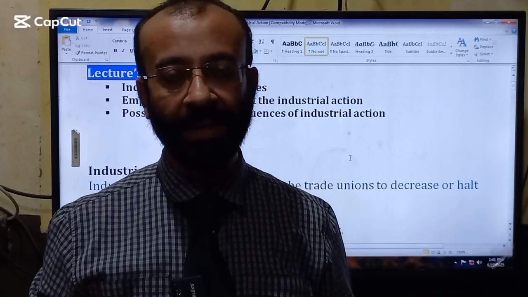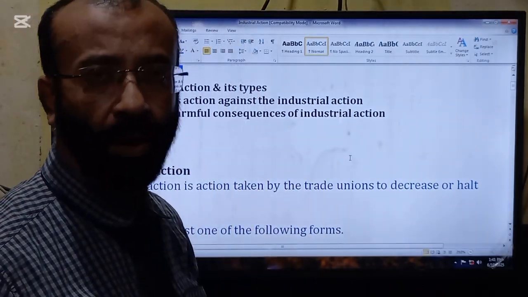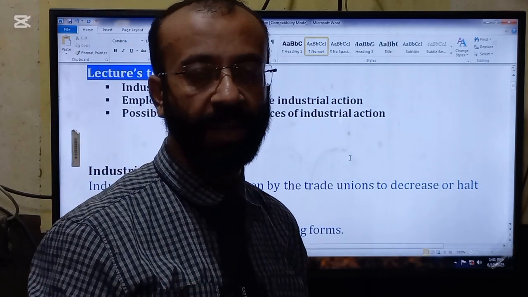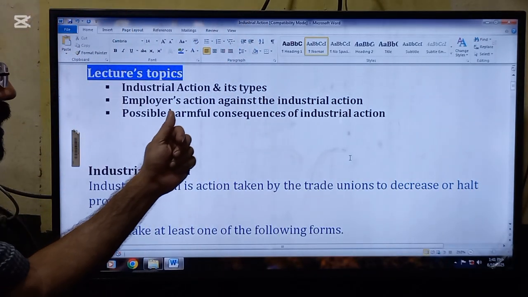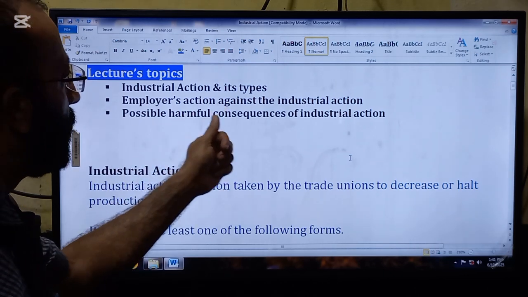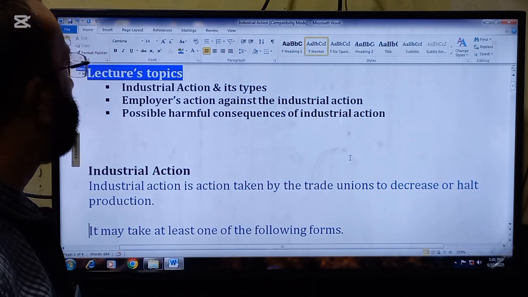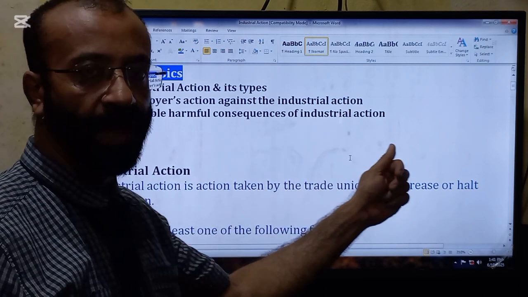Good morning, students. Today's lecture topics in the topic of trade union in the subject of economics are number one, industrial action and its types. Number two, employers' action against the industrial action. And number three, possible harmful consequences of the industrial action.